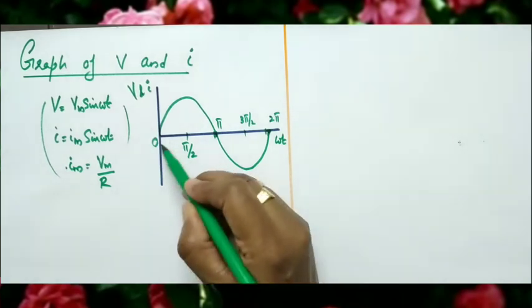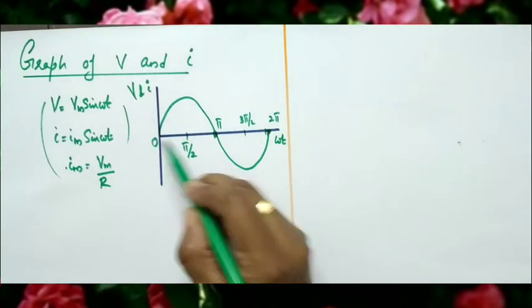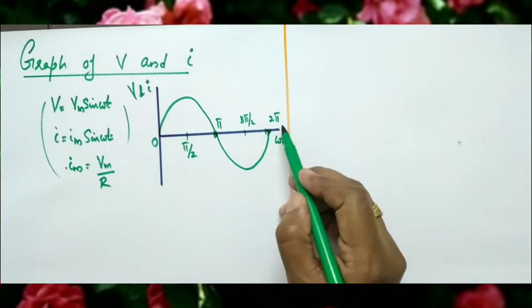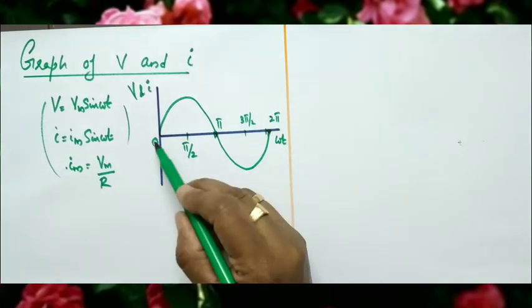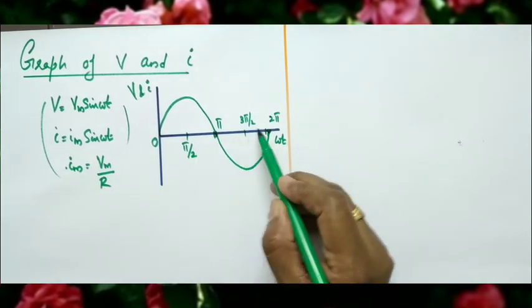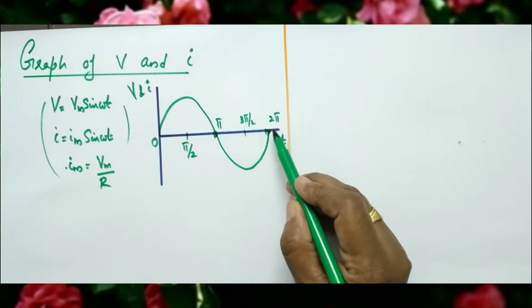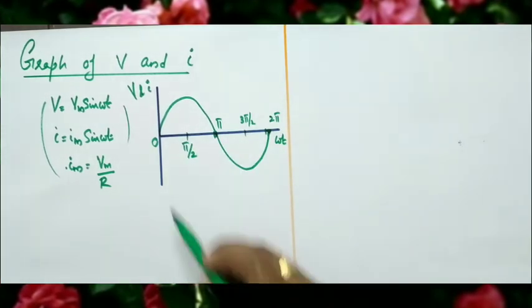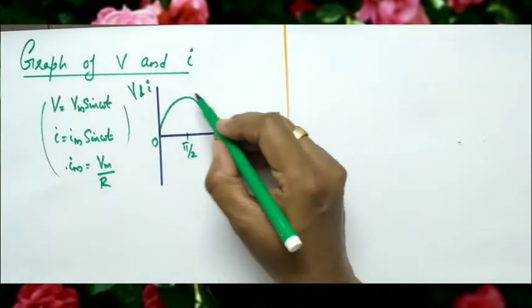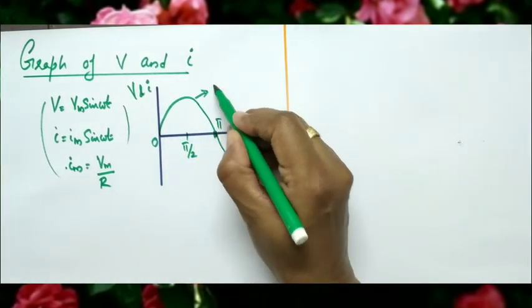The graph is plotted for one complete AC cycle: 0, pi by 2, pi, 3 pi by 2, 2 pi. In degrees we can write 90 degrees, here this is 180 degrees, this is 270 degrees and this is 360 degrees. Okay, that is the angle. So this represents voltage. The solid line represents voltage.